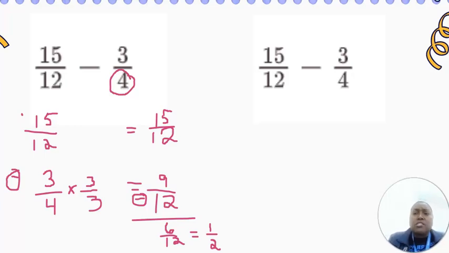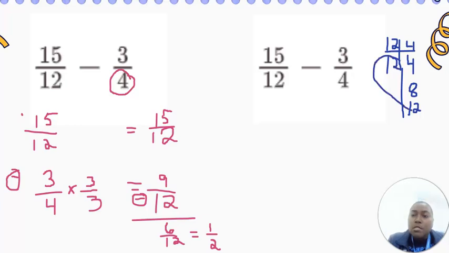Now let's do a different strategy. Another strategy that we used was a T-chart. And we'll write 12, and we'll write 4. I'm going to start with my smaller number just to see how high I have to go. So we have 4, 8, 12. And we can see that that also matches 12 in the other column. So according to our T-chart, 12 is our common denominator.